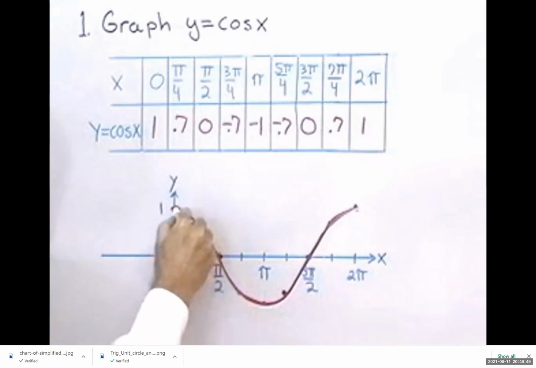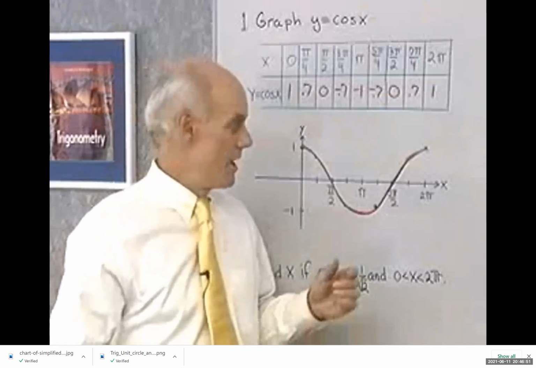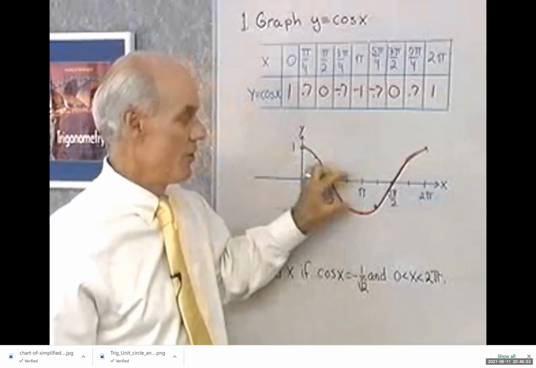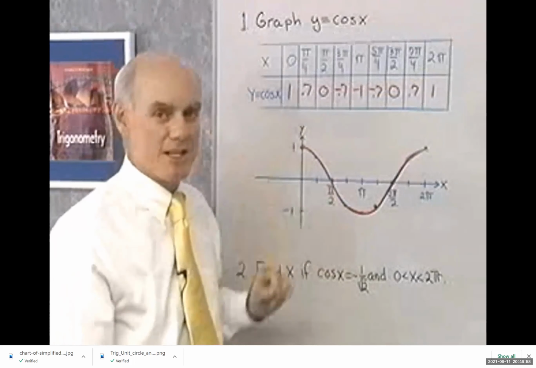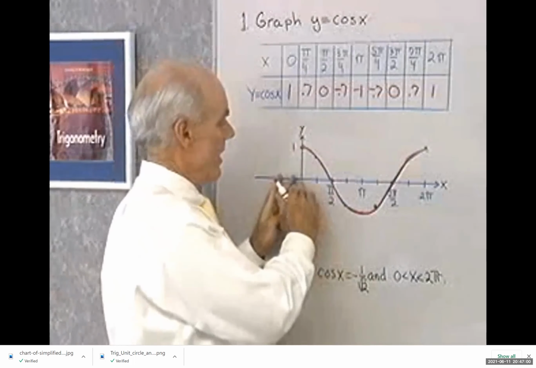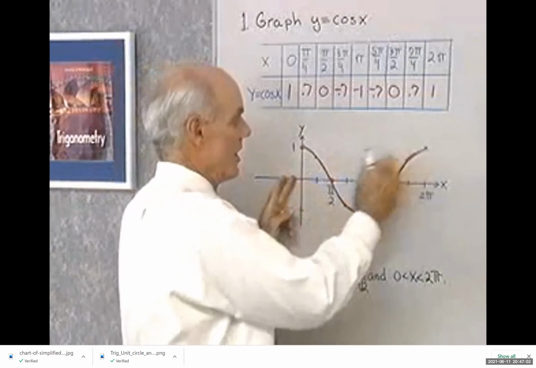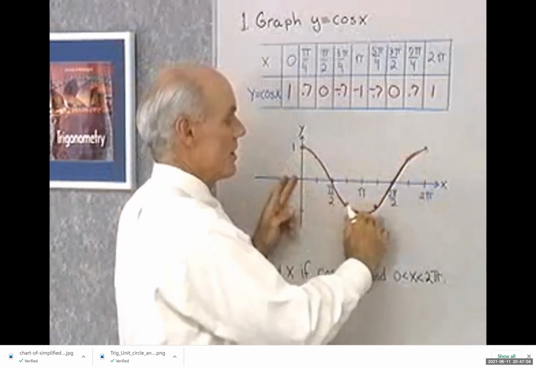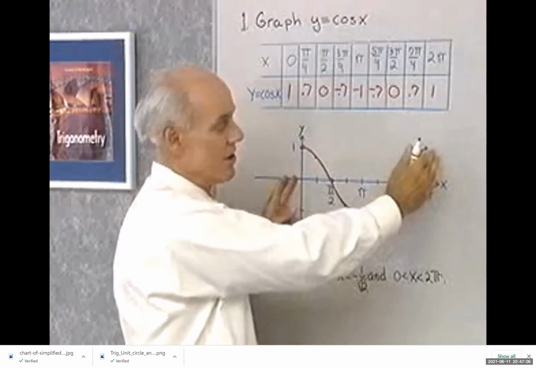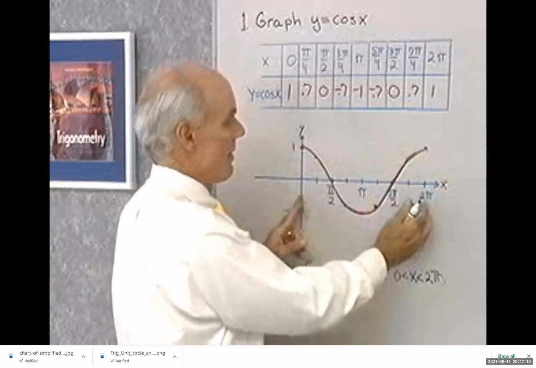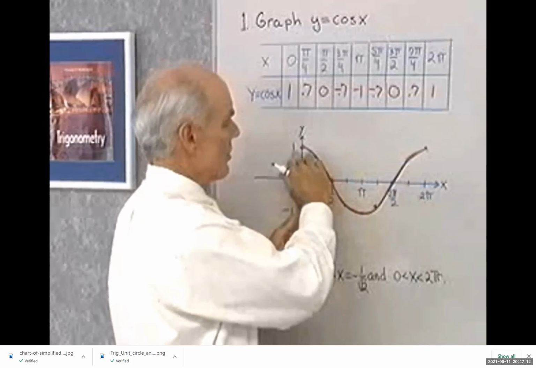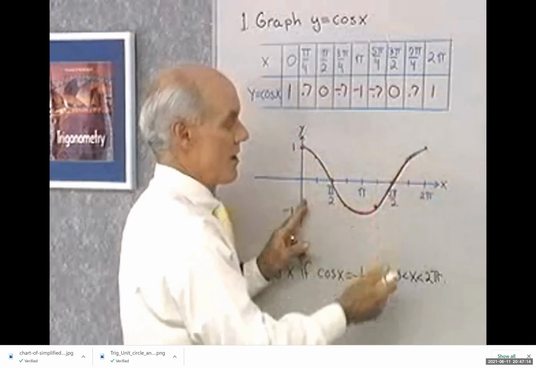Now, the amplitude of this graph is how high or how low the graph goes. It's halfway between the highest point and the lowest point. This graph has an amplitude of 1. And the length it takes for it to go through one complete cycle of all the values of y on the x-axis is called the period of this graph. So this graph has a period of 2 pi. So this is my basic y equals cosine x graph.